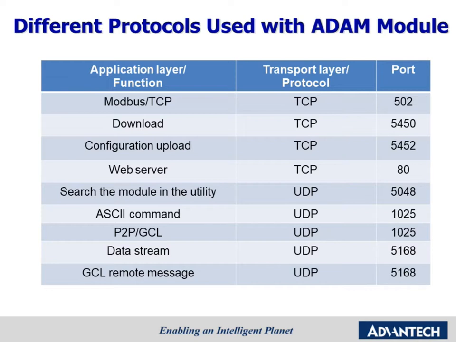This slide shows the different protocols and the ports used in ADAM modules. Here we list the common functions of ADAM. The user can check which protocol the function uses and its port number. For example, if the user wants to use the P2P function of ADAM, the user needs to check that the port number is 1025. Otherwise, the P2P function cannot work due to the wrong port setting.